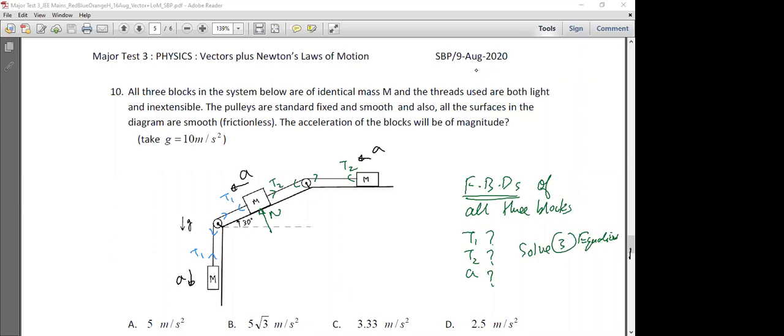Okay, so that's it for today's lecture, people. And as I said, try out these remaining questions from Newton's laws part from your test paper. Apart from that, I'll also be sending you a worksheet and we'll pick it up from there next time.